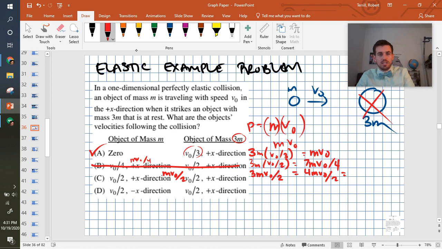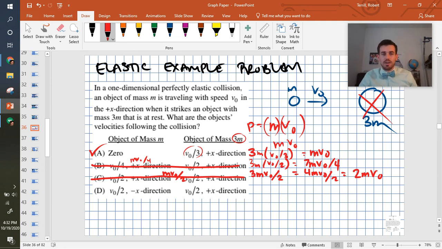did I do my math right? I think I did. Yeah, that's equal to, yeah, okay. Why am I brain farting right now? Yeah, that's equal to 2m v naught. So that one also doesn't work because that one has more momentum at the end than it did at the beginning.